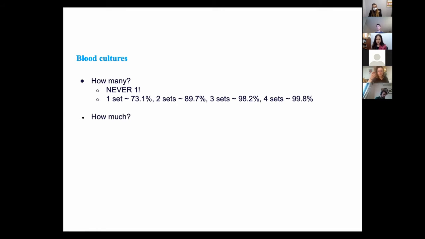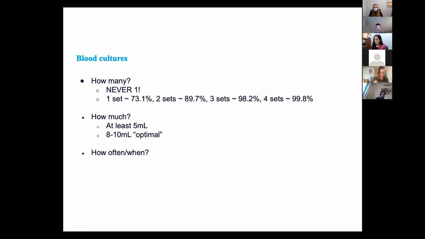And then how much, because this often gets overlooked. So when you're drawing blood cultures, how much volume do you actually need? You need at least 5 mLs. 8 to 10 is optimal, but sometimes very difficult to get. And then beyond 10 mLs, there's really been no studies that have found that increases the yield very much. And your yield decreases by about 3% for each mL below 10 mLs.